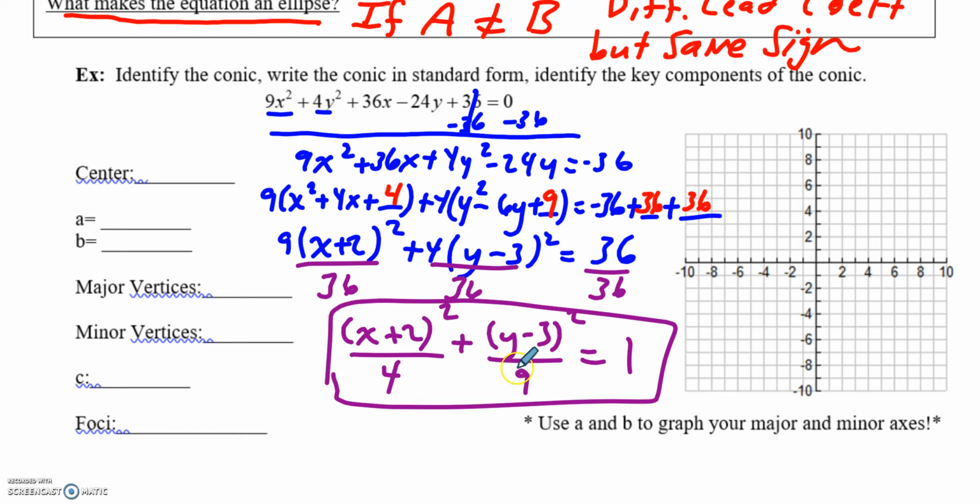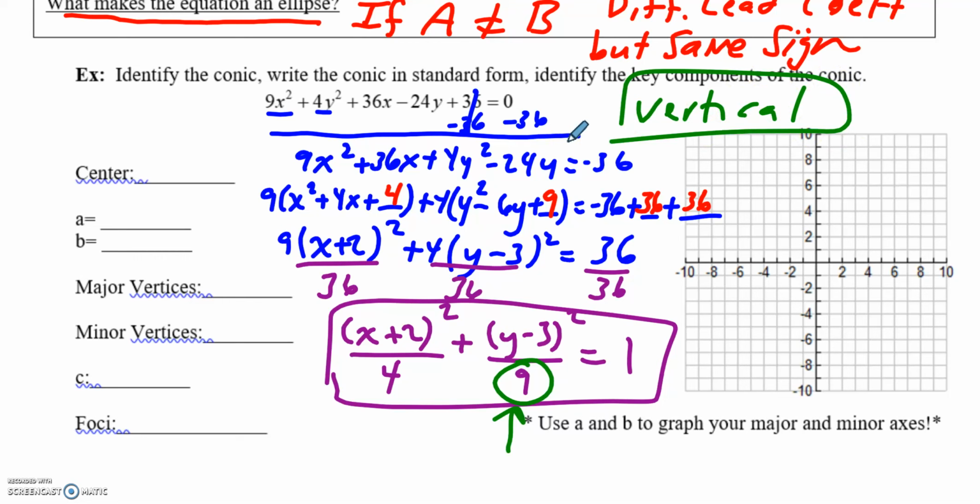And what I notice is that this is the larger number underneath my x and y terms. So because the 9 is underneath the y's, this ellipse will be vertically based. And so that means that the 9 must be my a term and the b must be my 4 here. So my a, number 9, is really a squared, so my a term is 3 and my b term would be 2. My center would be at -2, 3.